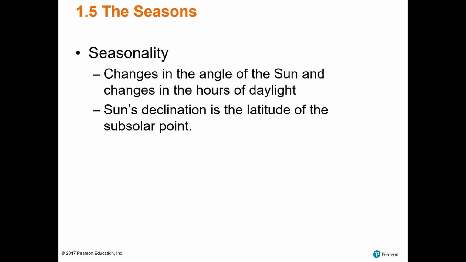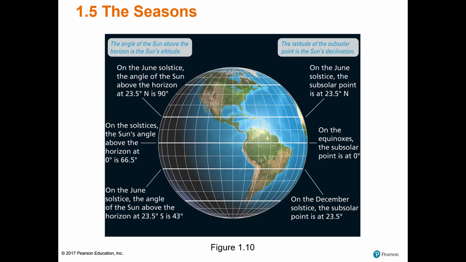Seasonality is due to the sun's declination, and the declination is the latitude of the subsolar point. It's also because there are changes in the angle of the sun and changes in the hours of daylight that we have during each day of the year.